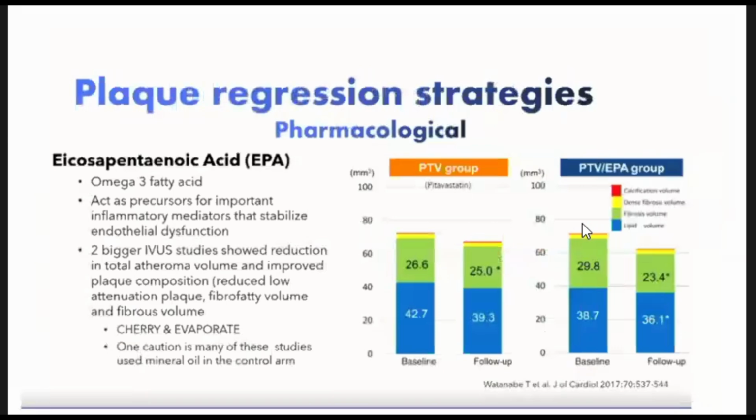The other one is fish oil. A lot of patients use fish oil. So which fish oil to use, that is a question. There are two types of fish oil, that is EPA and DHA.